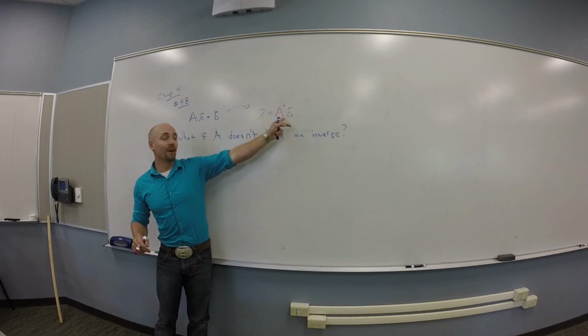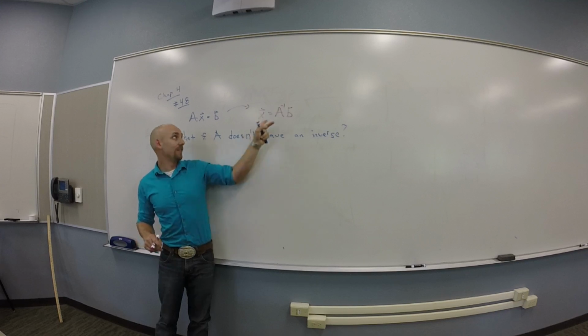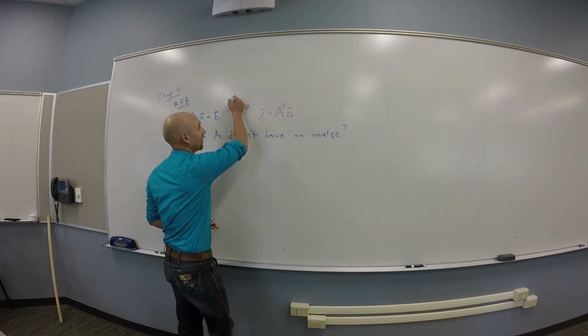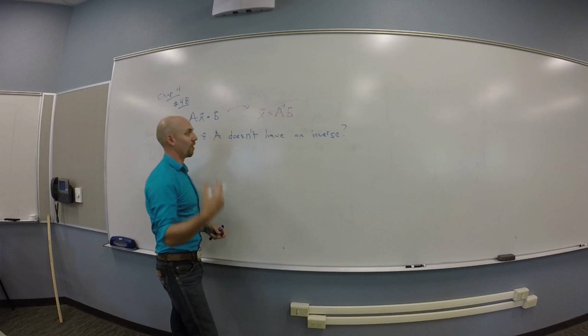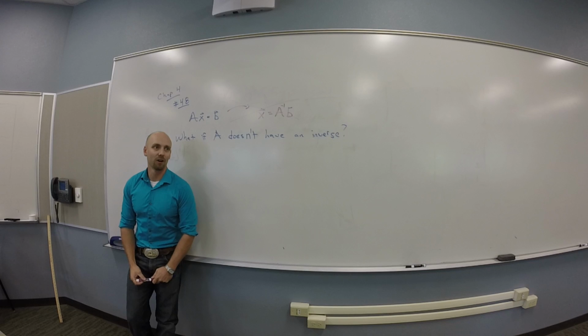So this is what I would love to have happen. If A doesn't have an inverse, this is not an option. And so how else do I do this? What can I do, and what do I know is going on?